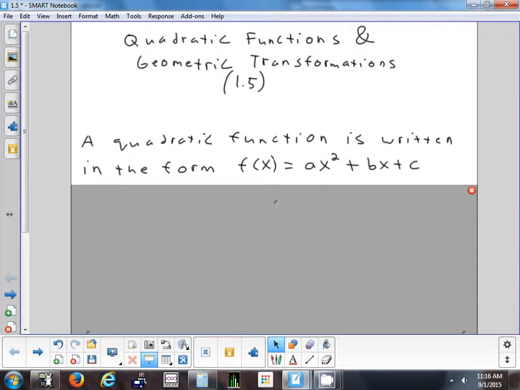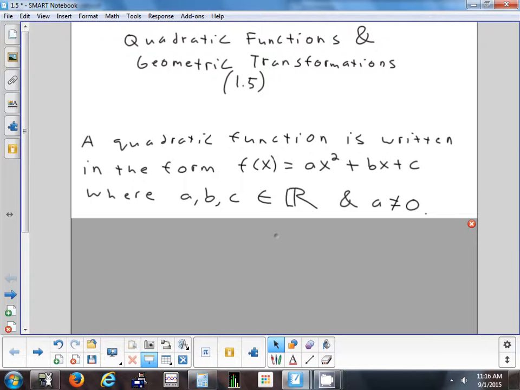Okay, so a quadratic function has to be in this form. f of x or y equals ax squared plus bx plus c. And a, b, and c can be any real number that you want, except a can't be 0. Because if you made a 0, you'd wipe out the x squared term, right? You make a 0, then all of a sudden you just have bx plus c. That's just a line. Right? So you can't have the coefficient of x squared be 0 in a quadratic function.